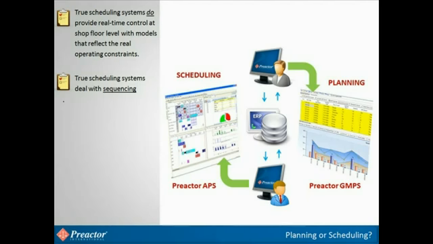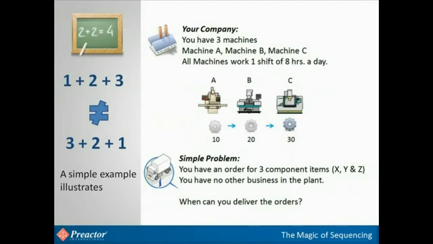We keep on talking about sequencing and why it can be important. This simple example shows why. We have 3 machines, A, B, and C. Each machine does one process step. They all work in an 8-hour day. All the components we make have the same 3 steps on the same 3 machines. In the example, we have 3 products, X, Y, and Z.